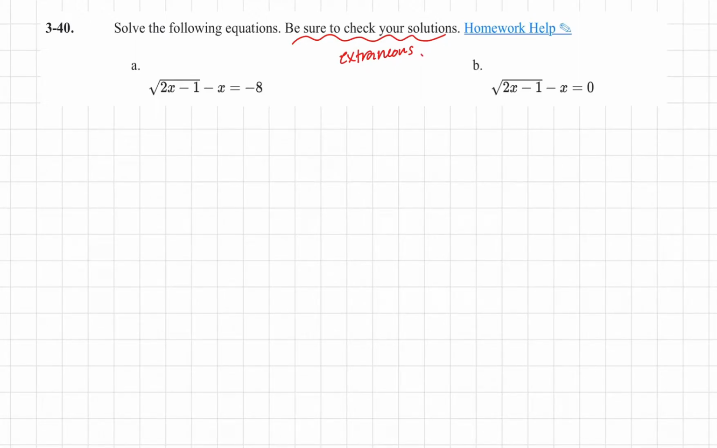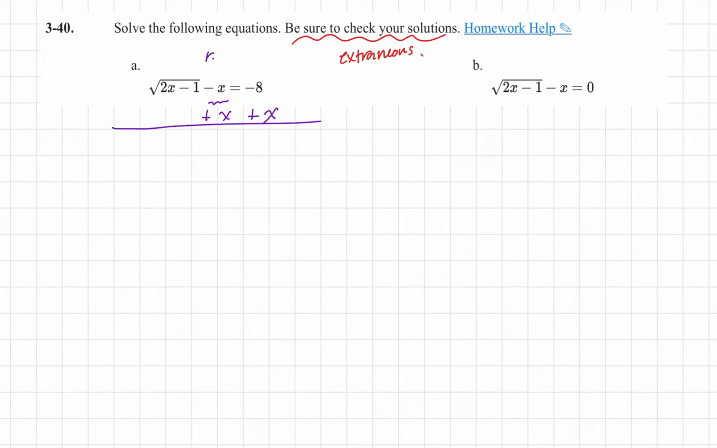So part A. We got square root of 2x minus 1 minus x, which does not have a square root, equal to negative 8. Now, if you remember, getting rid of square root means squaring both sides. You may be tempted to square both sides here as well immediately. However, no, you do not want to square both sides because there's a minus x that is not included underneath the square root. Okay? So then what you want to do is move the x over, add x both sides.